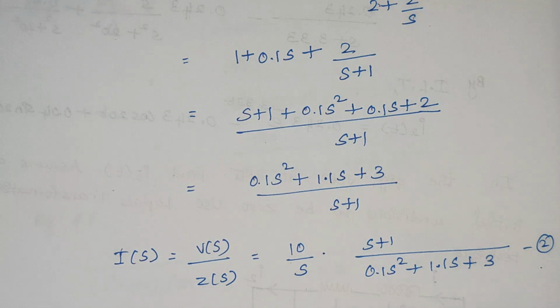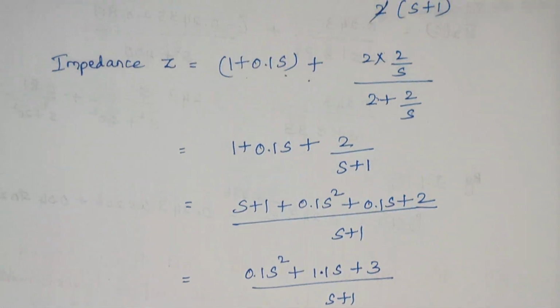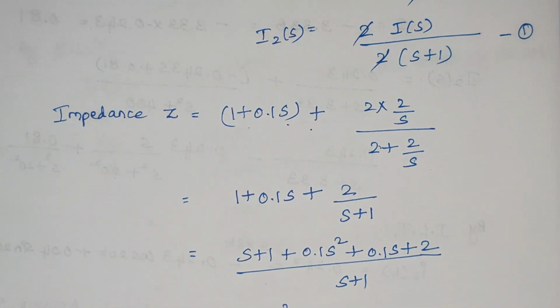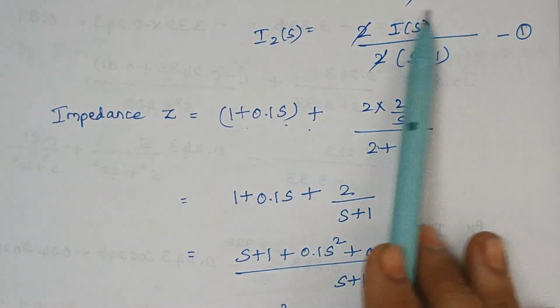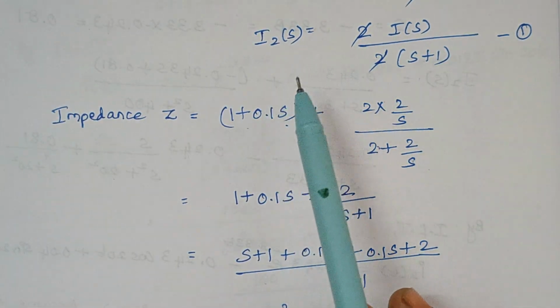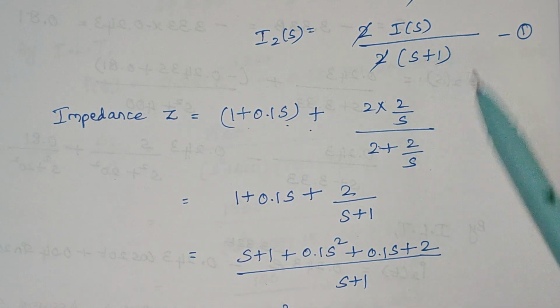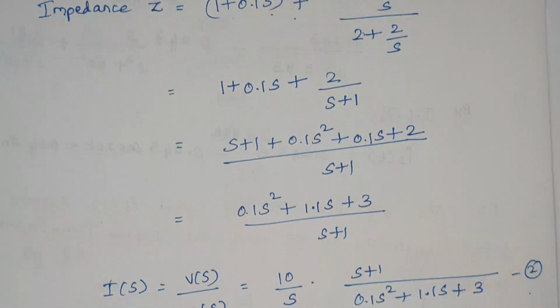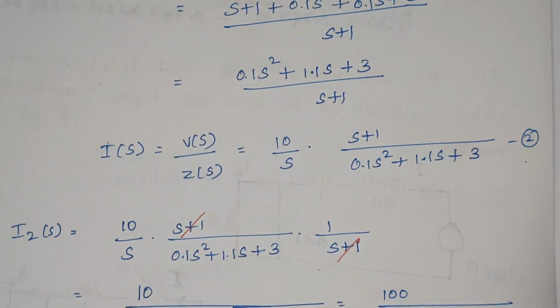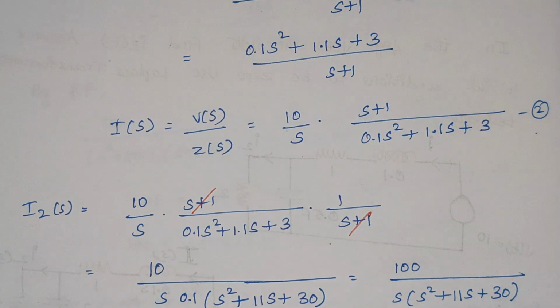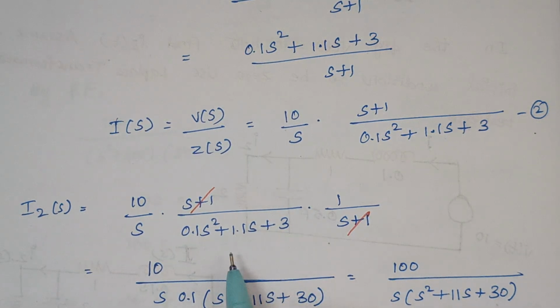Right. So, what is the expression for I2 of S? When you look back, this is your expression for I2 of S. Now, we have calculated the value of I of S. So, just substitute the value of I of S in this equation. Once you substitute, right, we have just substituted the value of I of S.